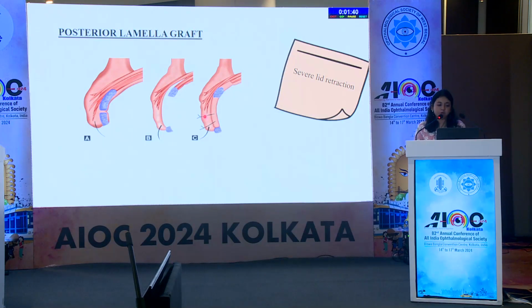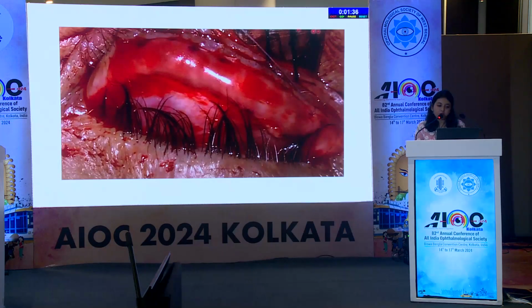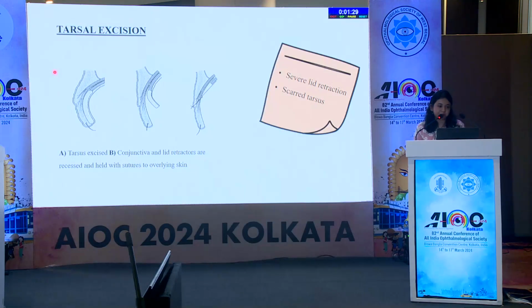This graft usually tends to be either nasal mucoperichondrium or it could be hard palate mucosa. This is a patient who underwent the same procedure, and this is the proximal and the distal end of the tarsus, and this is a buccal mucosal graft that has been placed in between.